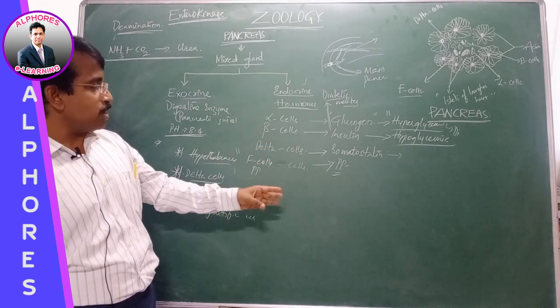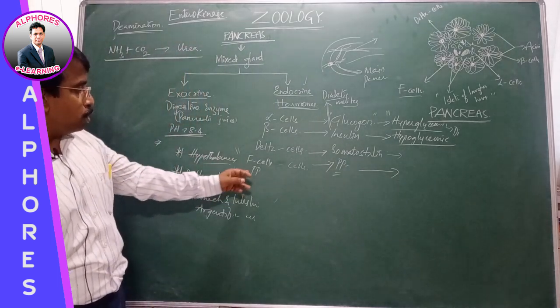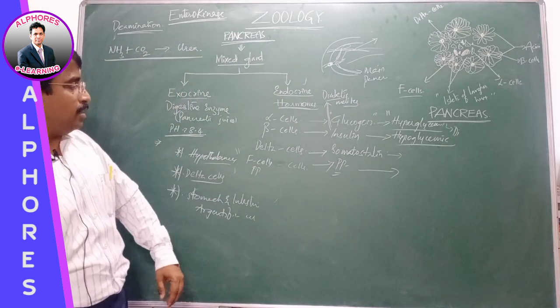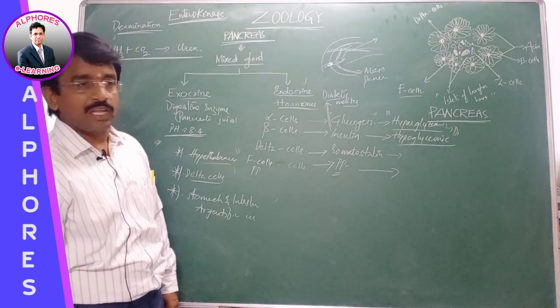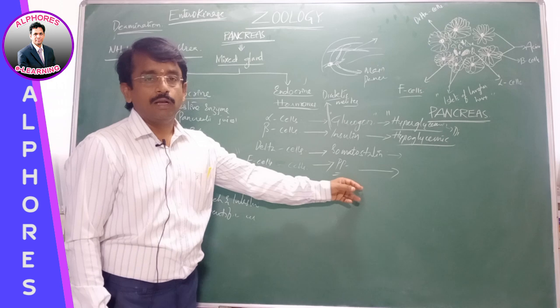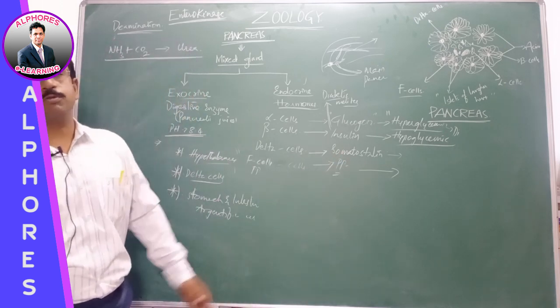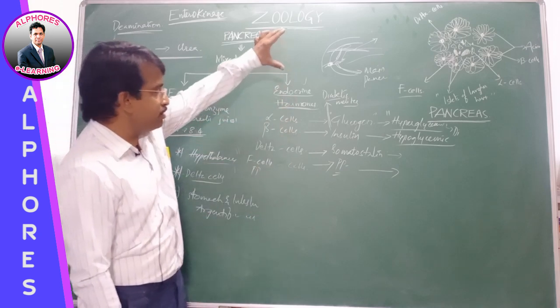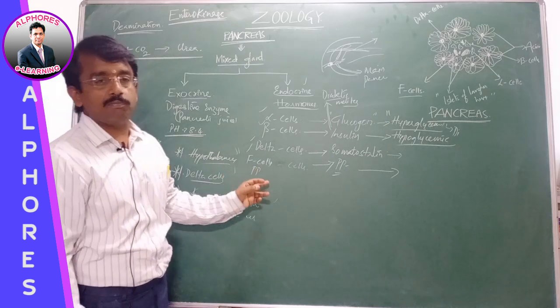So somatostatin. And the fourth one is named the pancreatic polypeptide cells, or F cells. This is the fourth one, which inhibits the digestive juices. So this is how we see alpha, beta, delta and F or pancreatic polypeptide cells.